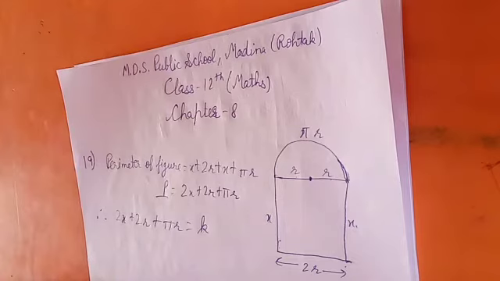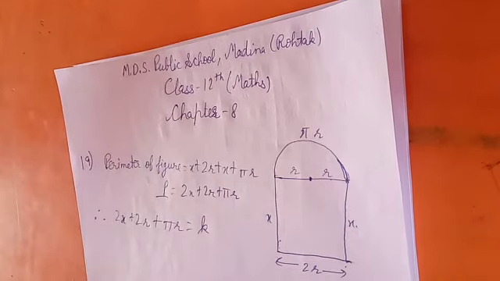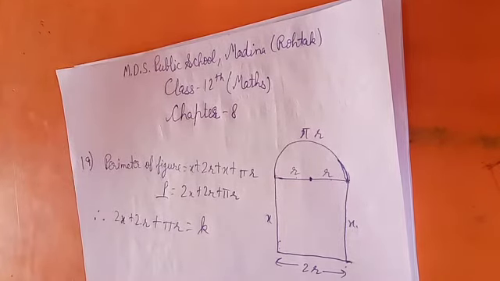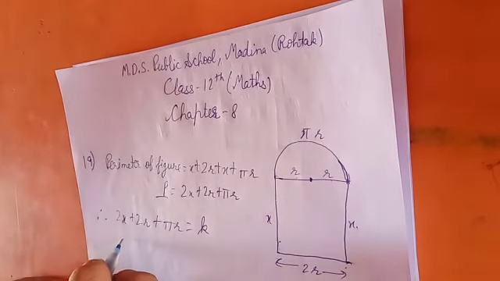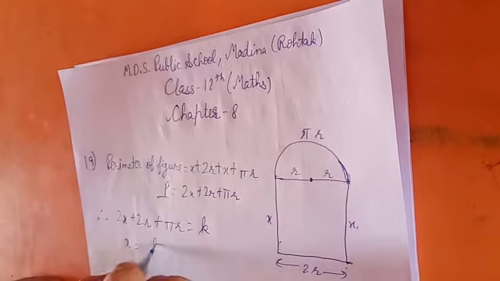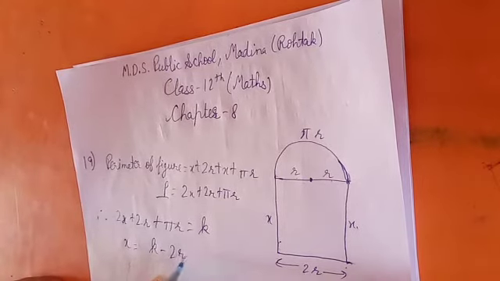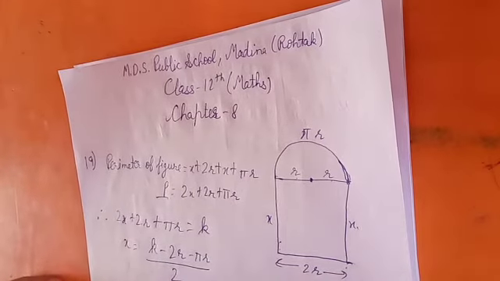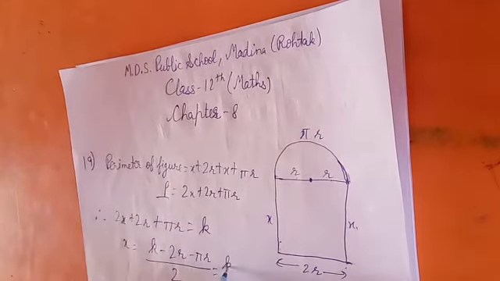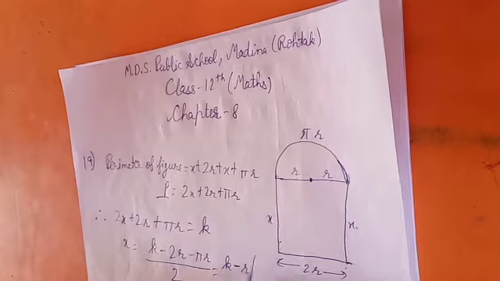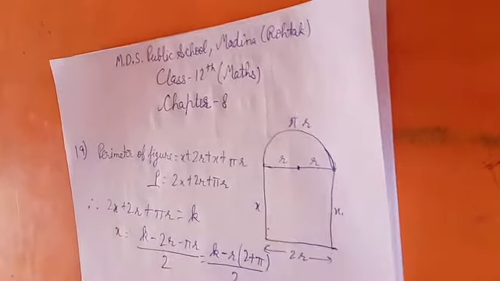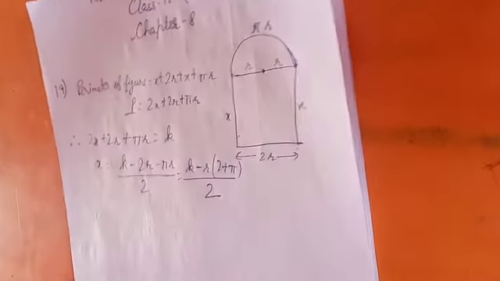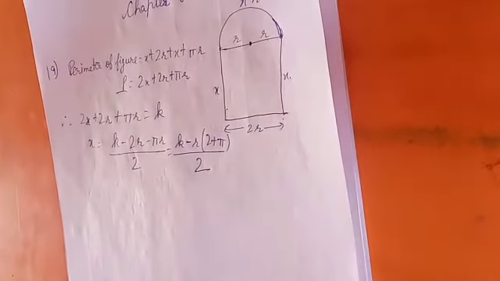Now from here we can find the value of x. So x will be (k minus 2r minus pi r) by 2, or this can be written as k minus r common, (2 plus pi) by 2. This is the value of x.